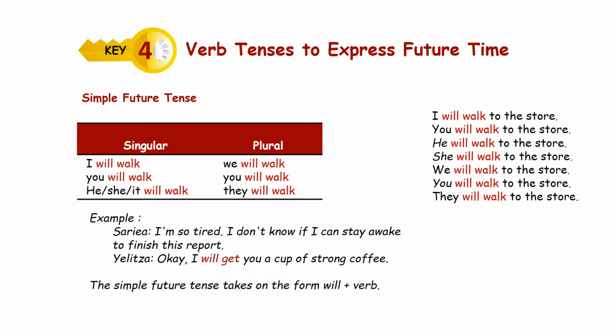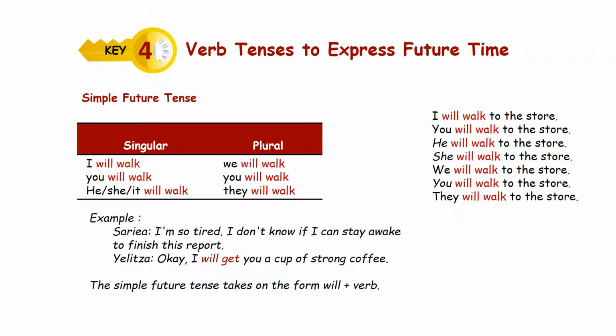I will walk to the store. You will walk to the store. He will walk to the store. She will walk to the store. We will walk to the store. You will walk to the store. They will walk to the store. Okay, so everybody is walking to the store.